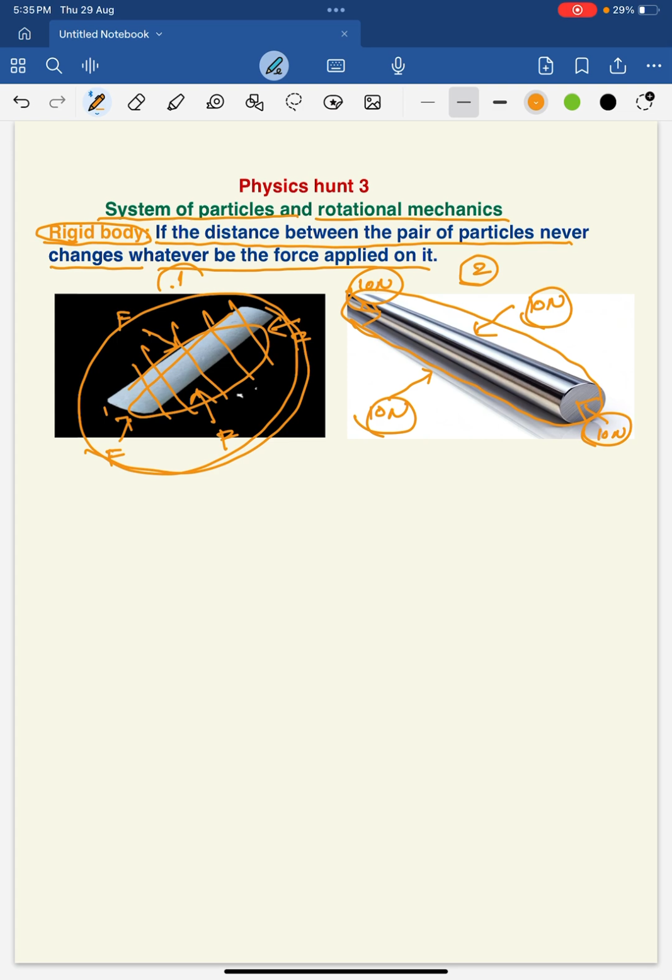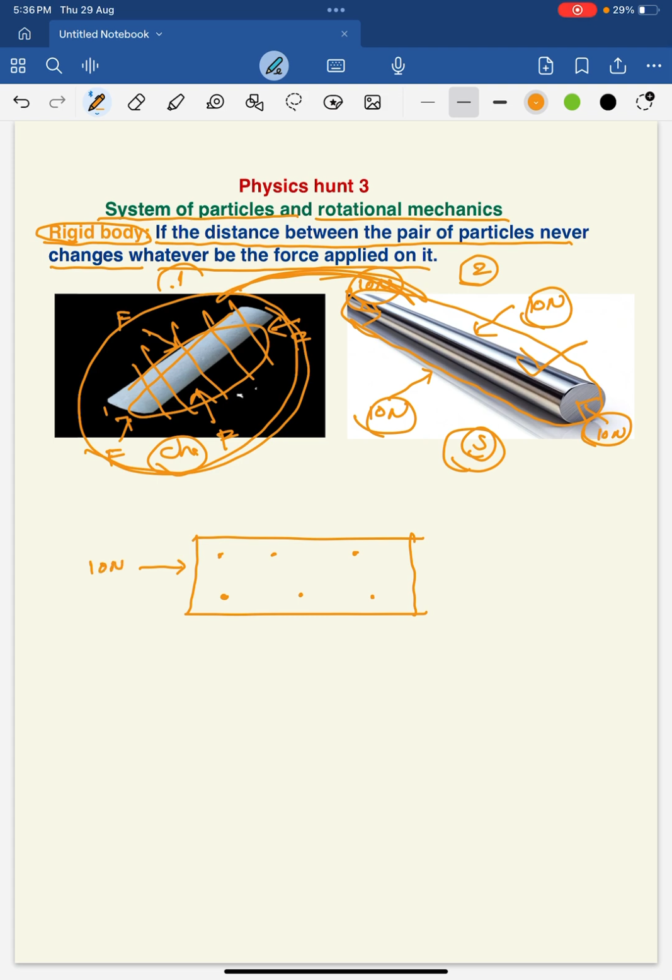Okay, so now tell me, if you are comparing both the bodies, the first one is the chalk piece and the second one is the steel rod. Then we can say that clearly the steel rod is perfectly rigid. Why is the steel rod perfectly rigid? Let us assume this is the steel rod. This steel rod contains n number of particles like this. So these are the particles.